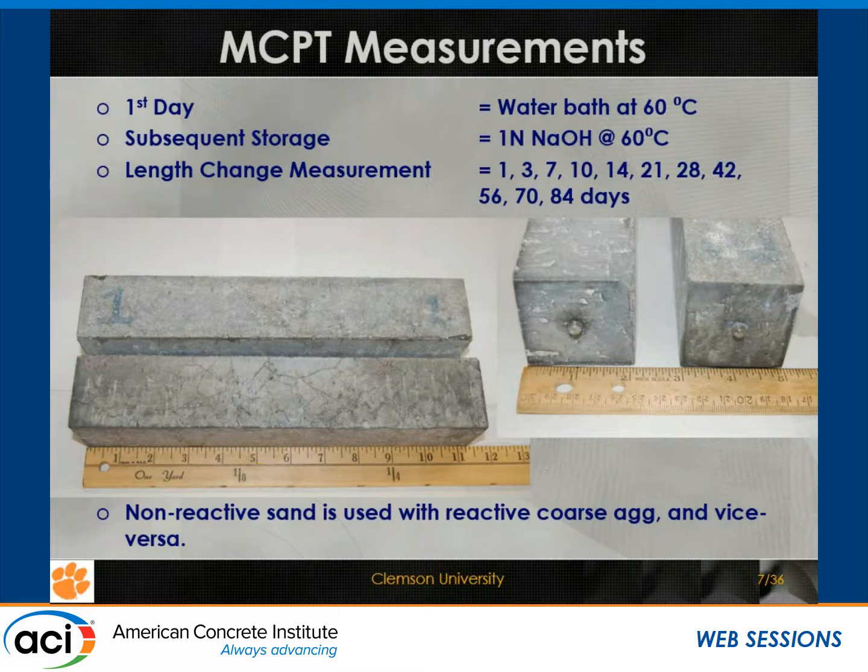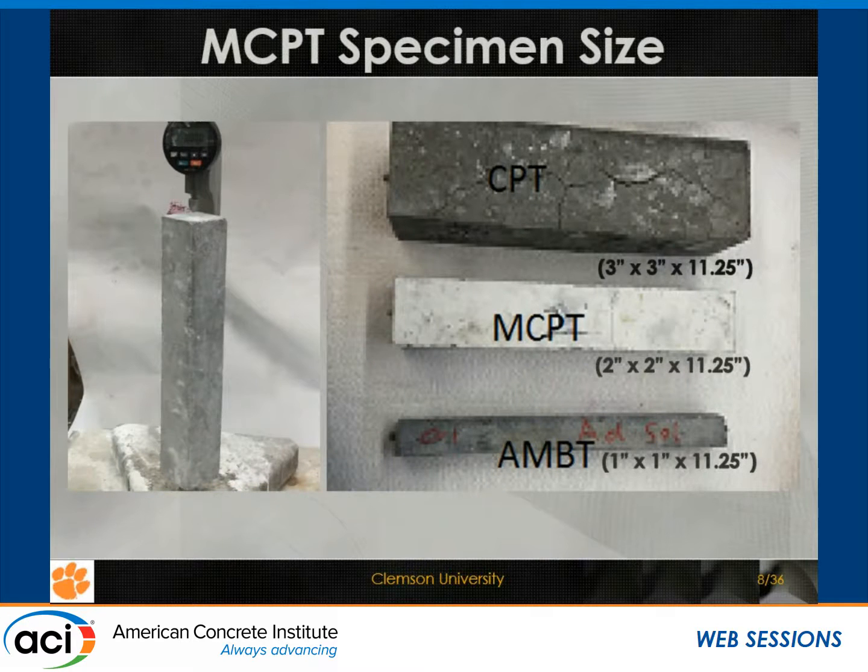We take readings periodically all the way up to 56 days for most of the aggregates, but in some cases we go up to about 84 days. When testing an aggregate in this method, use a non-reactive sand if you're testing coarse aggregates, and vice versa, to study how they behave. Just to give you a comparison of sample sizes, these are essentially a mortar bar, an MCPD sample, and a concrete prism test. Otherwise, the test is very similar to other methods, so it's very easy to run. Everybody's familiar with how to do 1260 and 1293. The MCPD is no different from that standpoint.